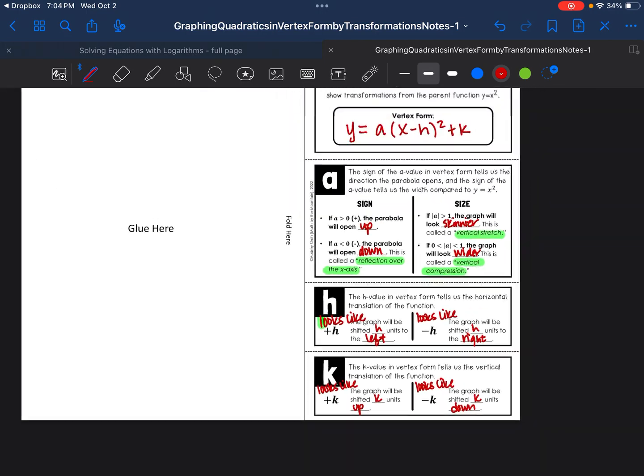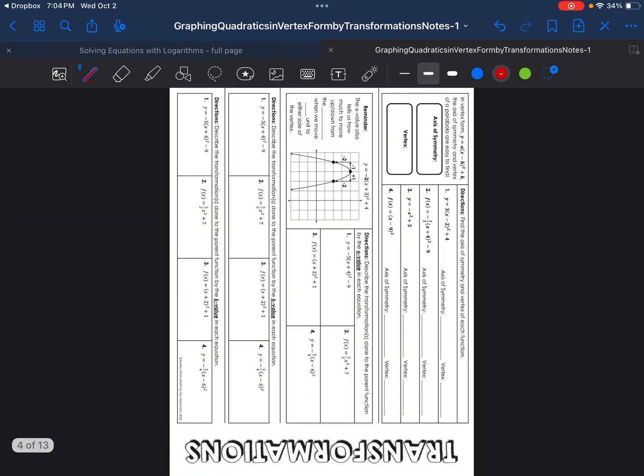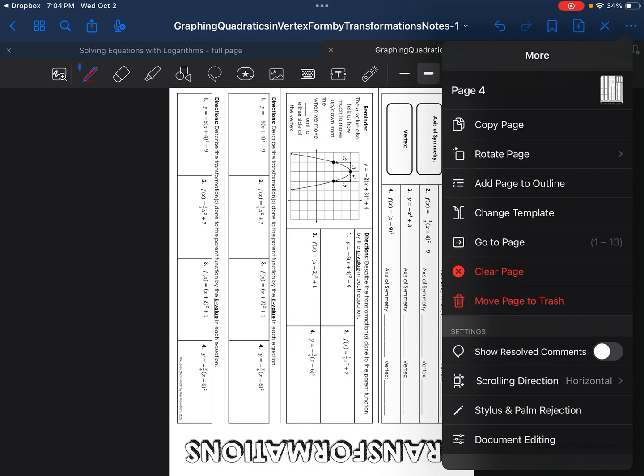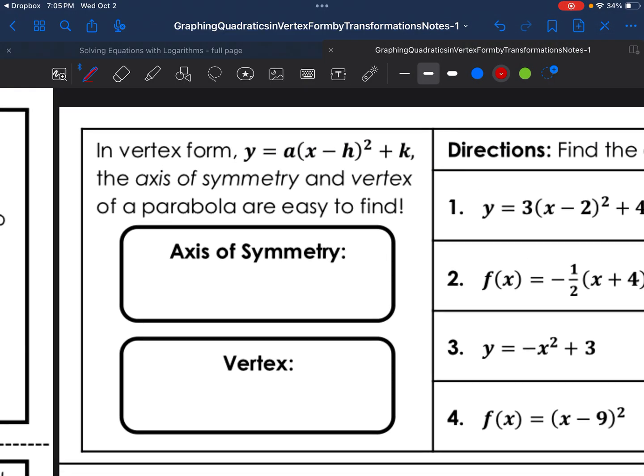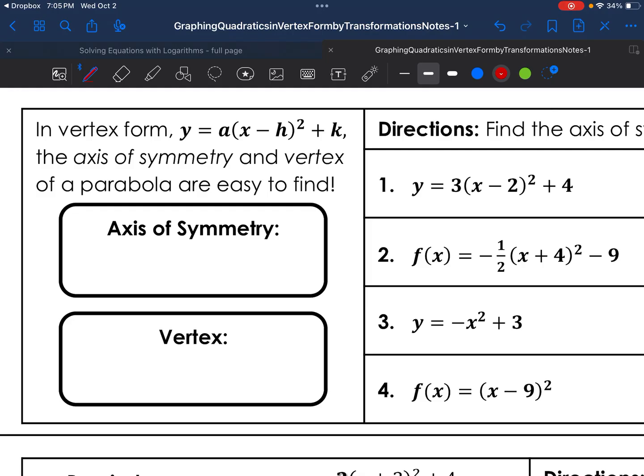Okay, so once you guys have that, we're going to go ahead and open this up on the inside here. And let's just rotate it. Okay, so in vertex form, we have y equals a times (x minus h) squared plus k. The axis of symmetry and vertex are easy to find. The axis of symmetry is always going to be at x equals h. And then the vertex is at the point (h, k).